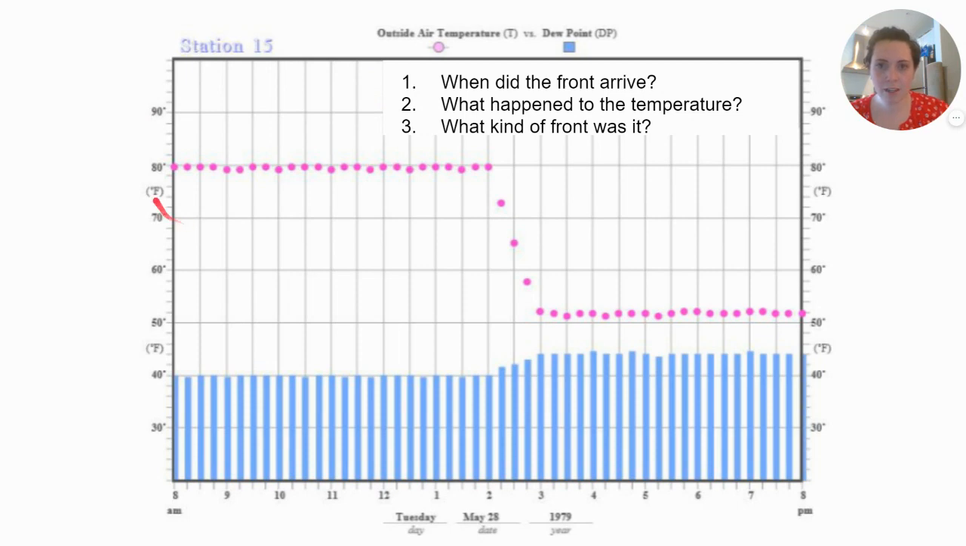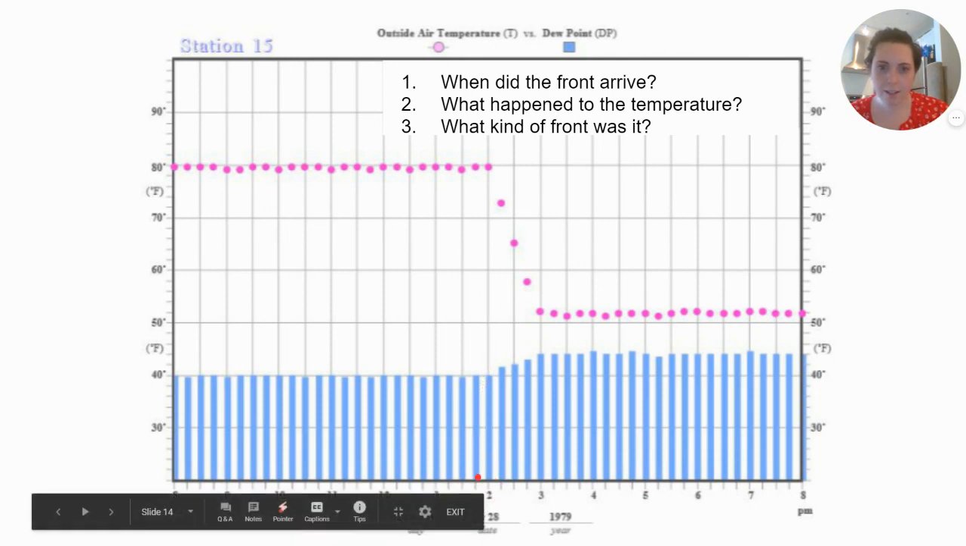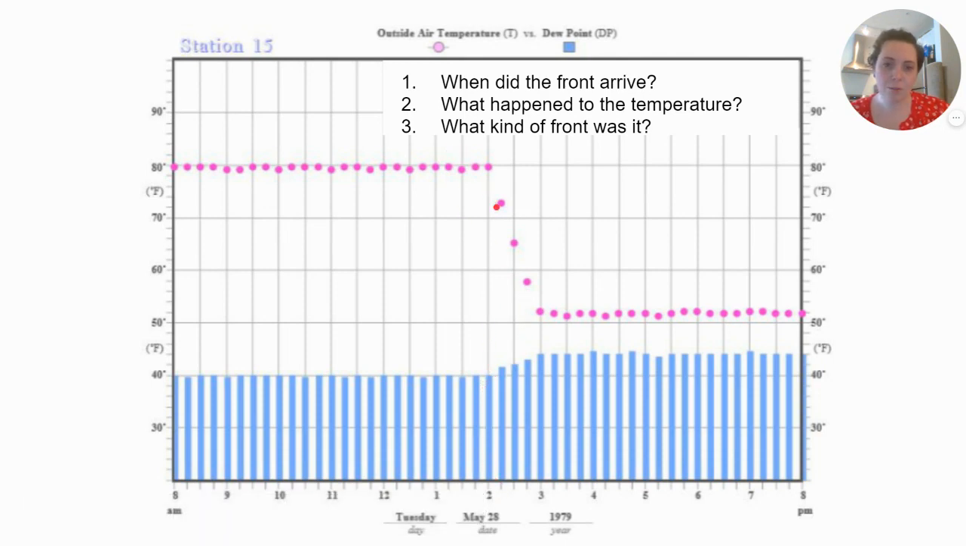Second example, this one's kind of showing the opposite. We're looking at pink dots here. Our front arrived when our weather started to change. We saw a decrease starting at 2 o'clock, okay, and that temperature was dropping rapidly, which means that we had a cold front coming in. It was bringing cold air in behind it or with it.